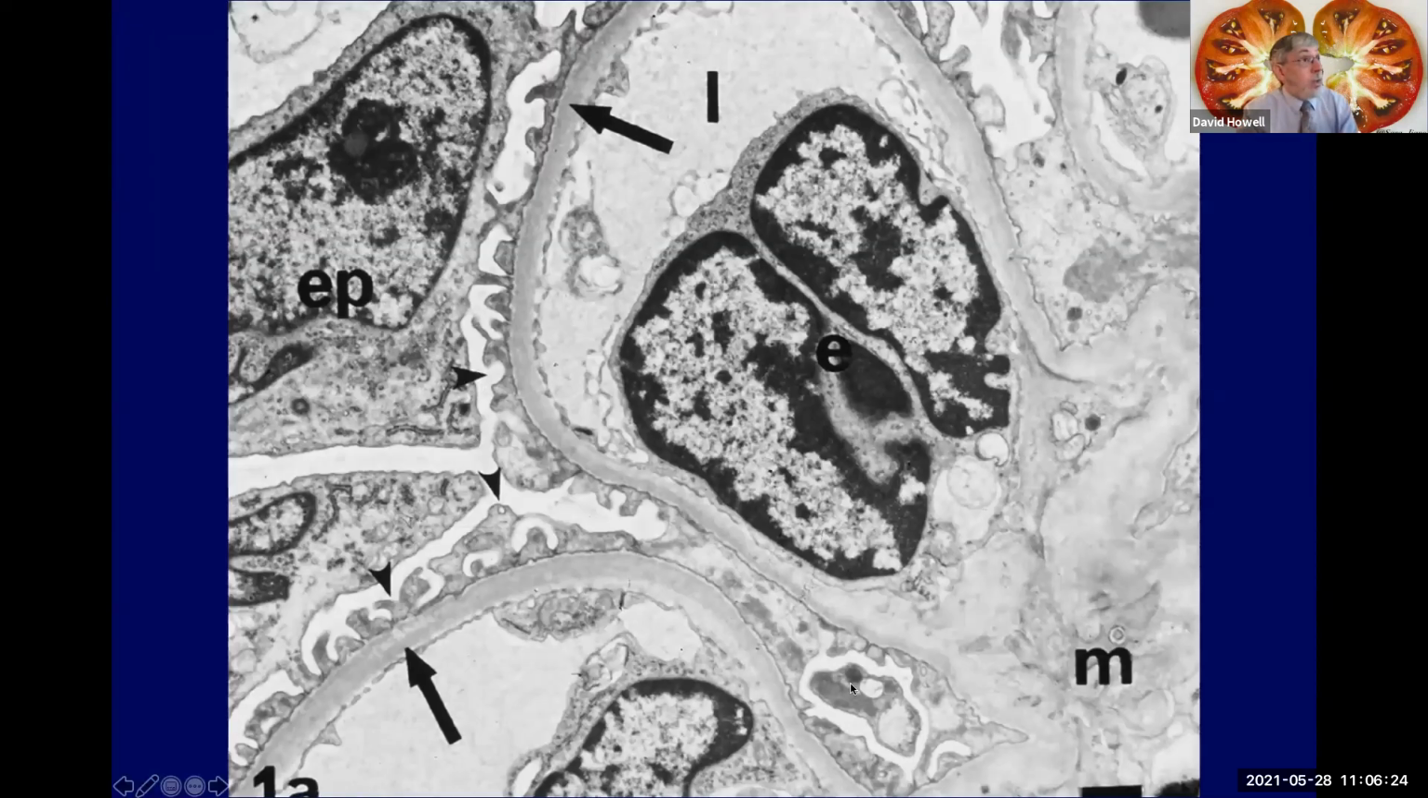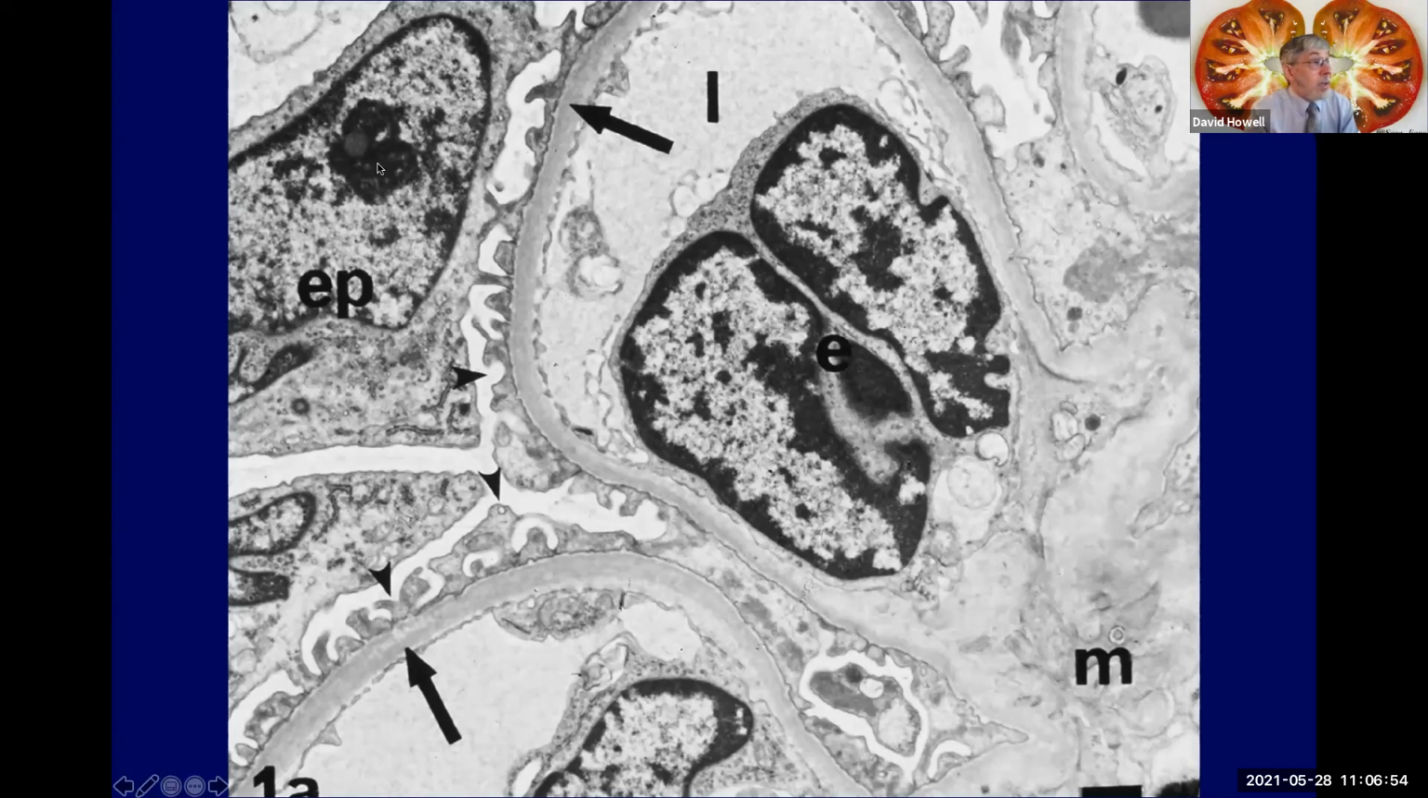This is what it actually looks like at very high magnification in an electron microscope. And I'll talk a little bit more about electron microscopy as the talk goes on. But we can see a lot of the structures that I pointed out in the cartoon. This dark stuff here is chromatin in the nucleus of an endothelial cell. This is a capillary lumen. This is the cytoplasm of the endothelial cell, and you can actually see the little fenestrae or holes in the endothelium. This is the basement membrane.